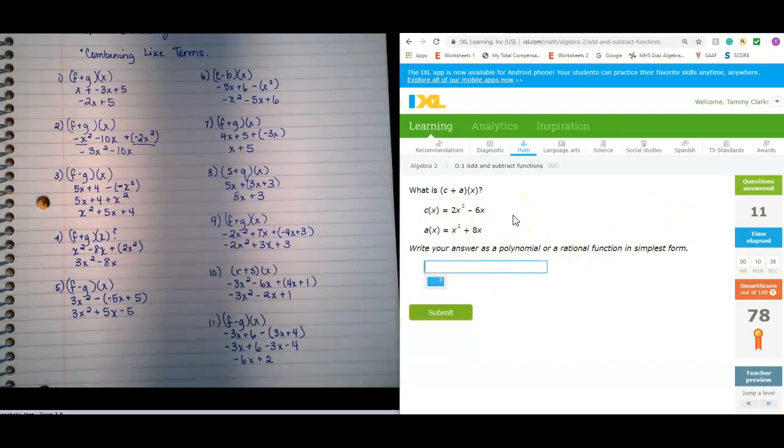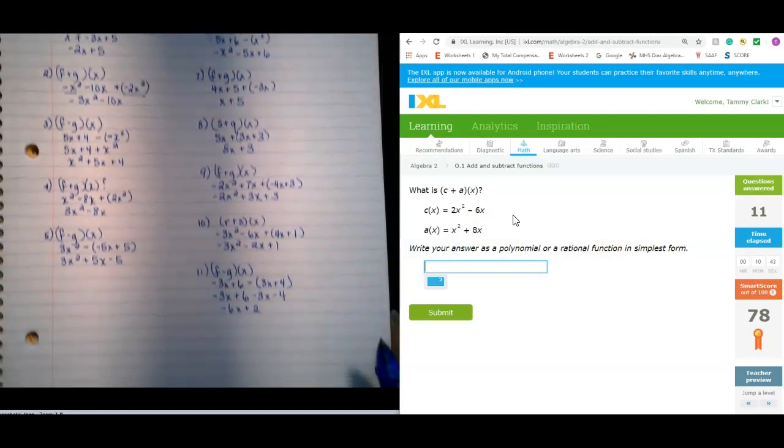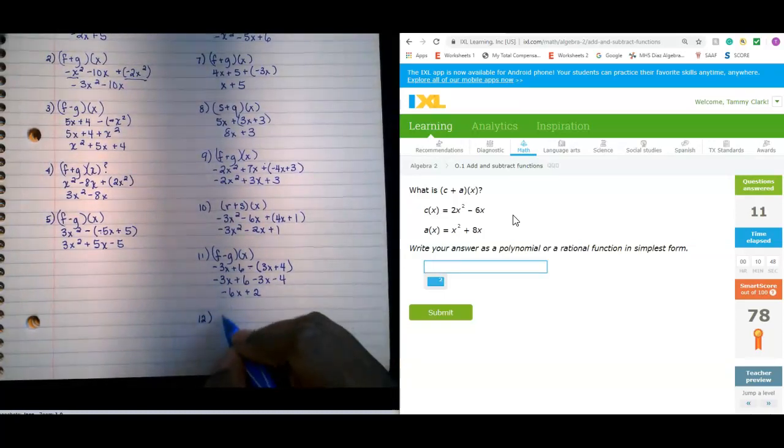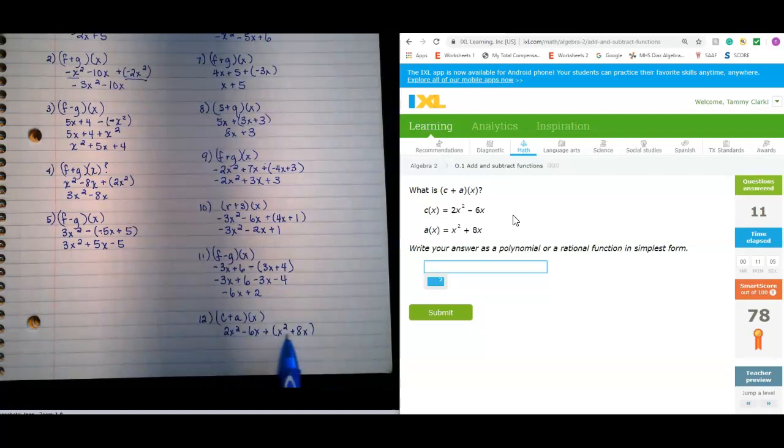All right, and then finally, number 12. We've got c plus a of x, and c is 2x squared minus 6x, and we're going to add to that x squared plus 8x. Well, we've got like terms right here. So this would be 3x squared. Negative 6x plus 8x is positive 2x.